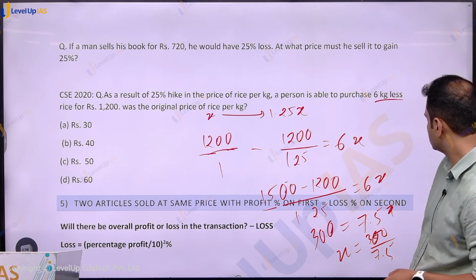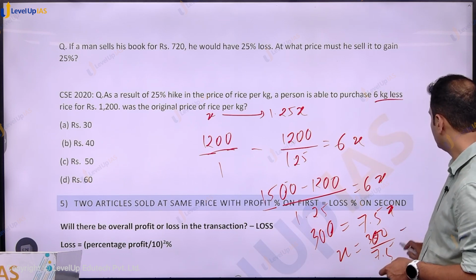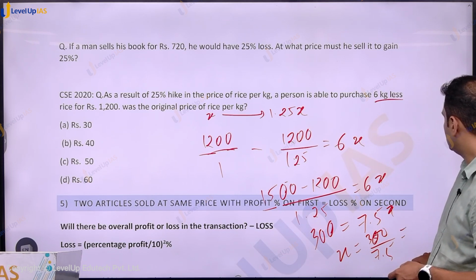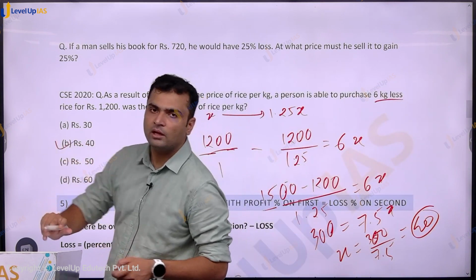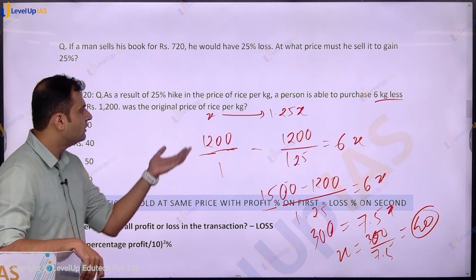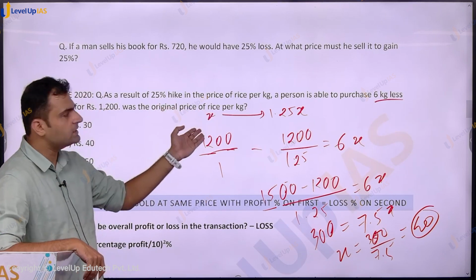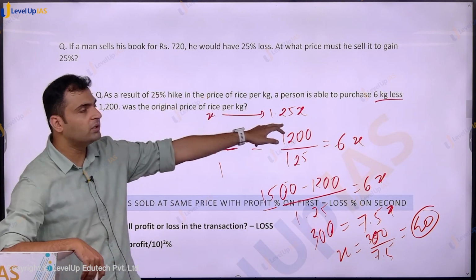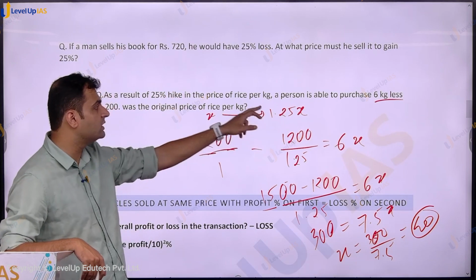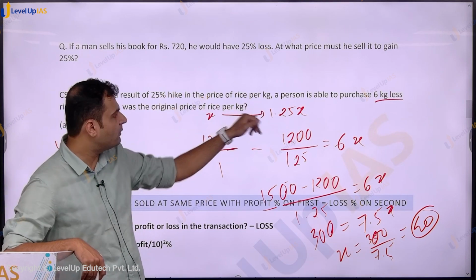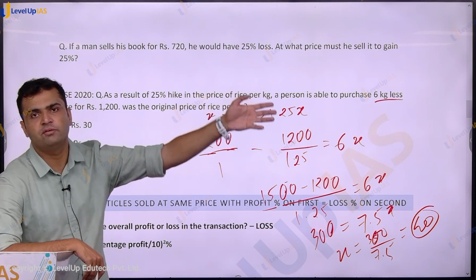So it is equal to 40. Answer is B. I hope you understood what I did here. So I assumed the price per kg as X. After the 25% increase, it becomes 1.25 times X. Remember the percentage chapter. 25% increase meaning X का 1 का 1.25 हो जाएगा, 100 का 125 हो जाएगा.